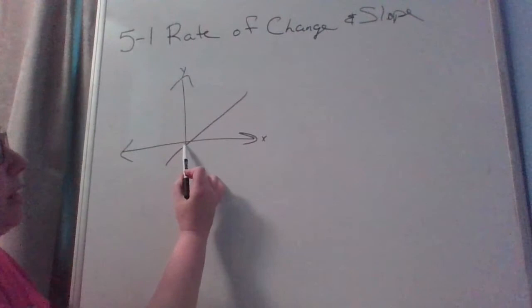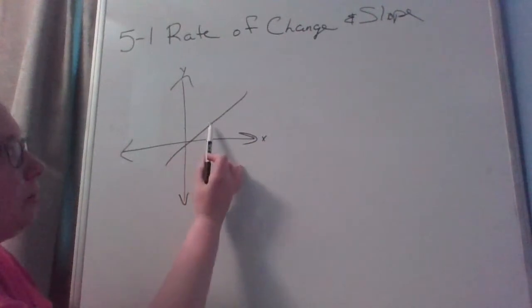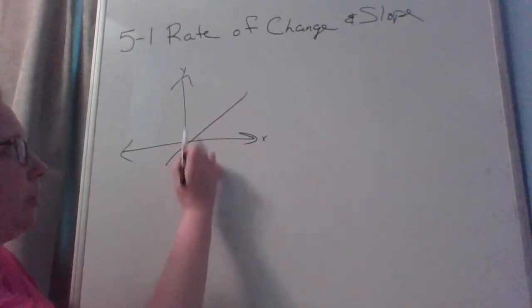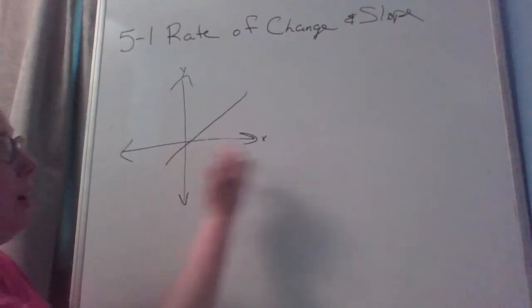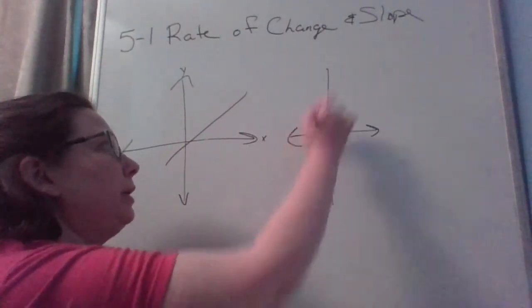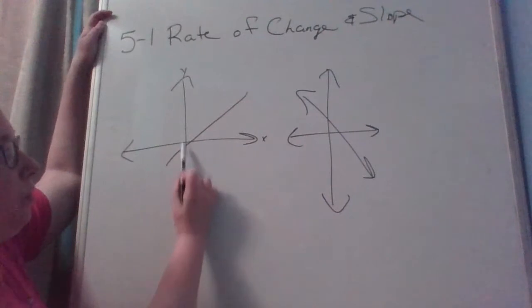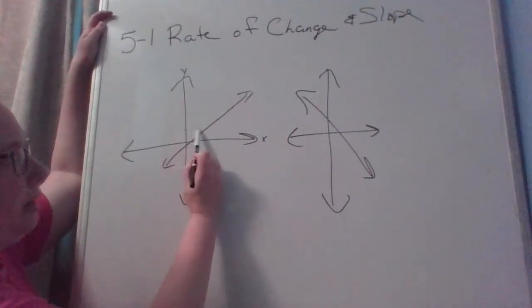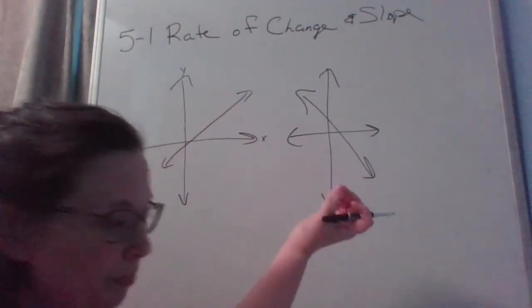So rate of change is how much does it go up over how much does it go over. You're always going to go over to the right, okay? And you're going to start at your point that is on your y-axis, and then you'll figure out how much do you go up, or you could be going down if your line is sloped that way. So you're going to start wherever your line hits the y-axis, count up, and then over. So it's up and then over to the right. That's going to be your rate of change, which is also your slope.